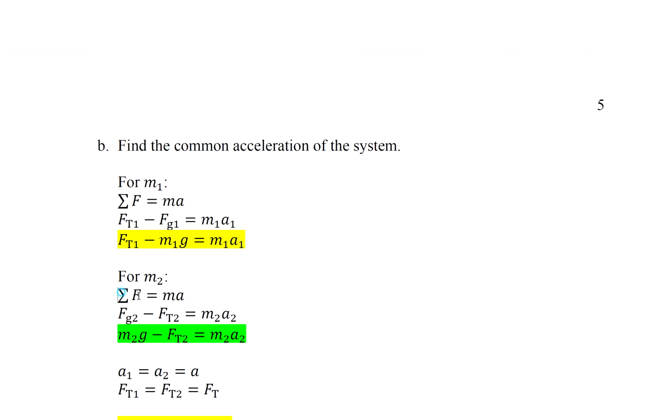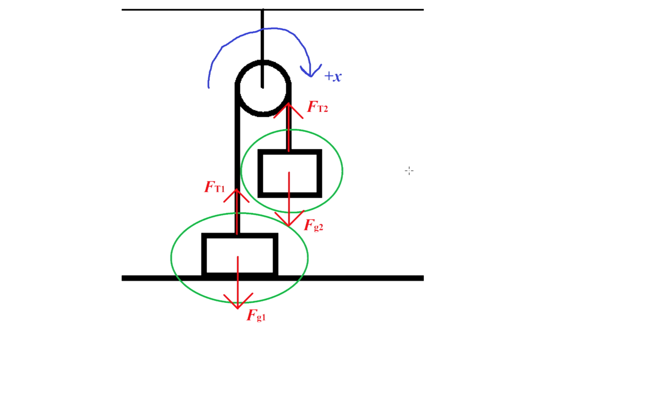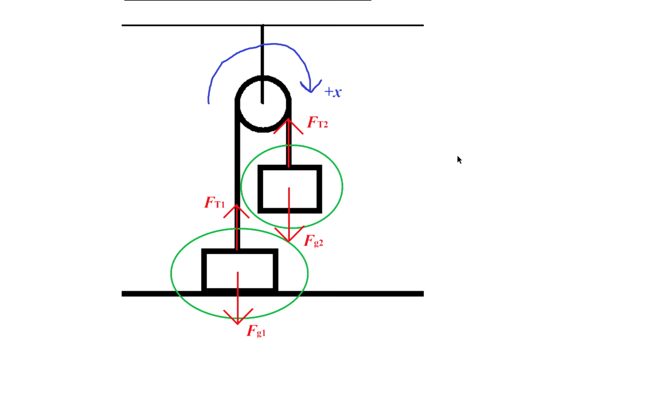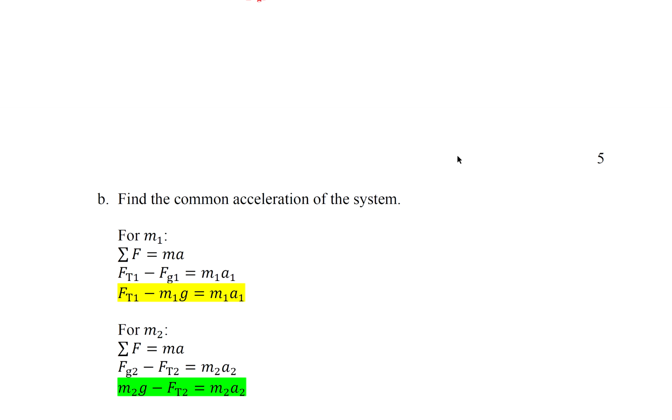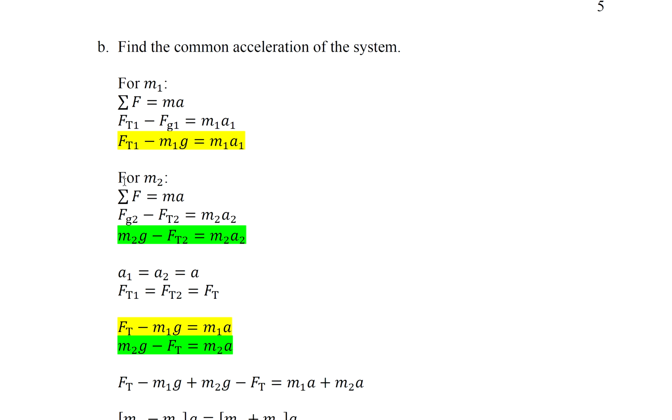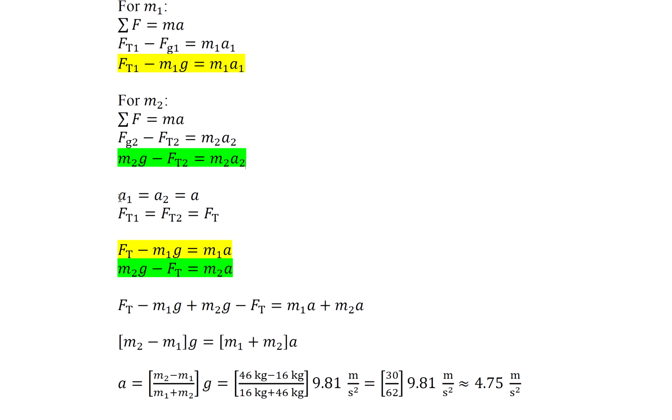For mass 2, we have force gravity minus force tension equals ma. So you could see the force of gravity makes mass 2 go down, force tension makes mass 2 go up. So we have this equation. We know A1 equals A2 equals A, and we know force tension 1 equals force tension 2 equals force tension because it's the same string.